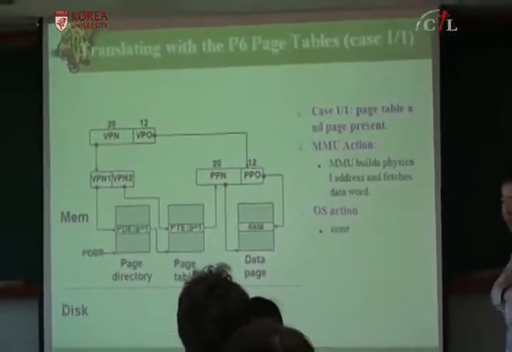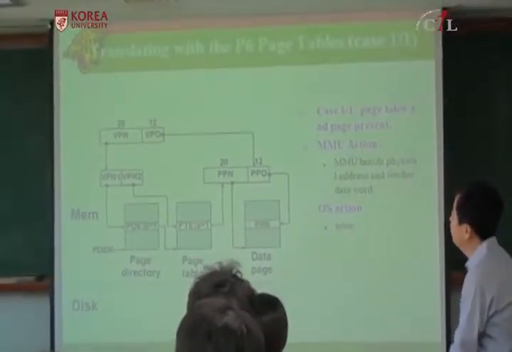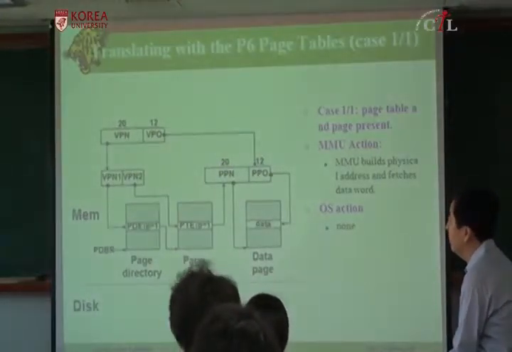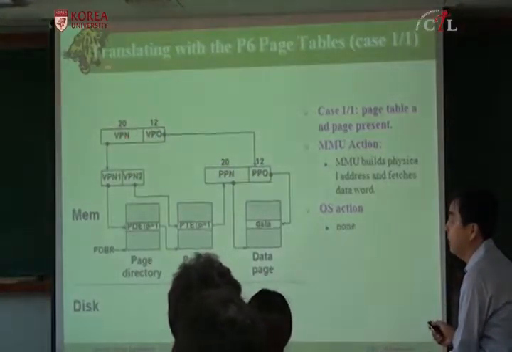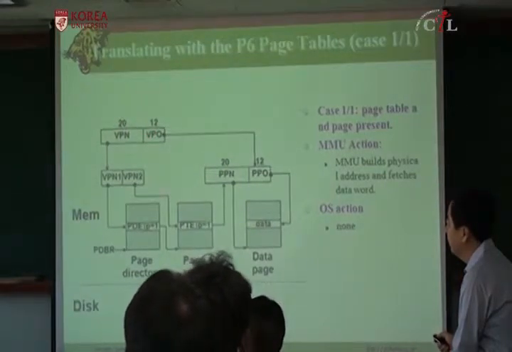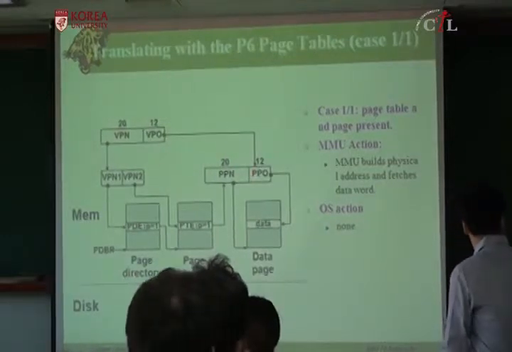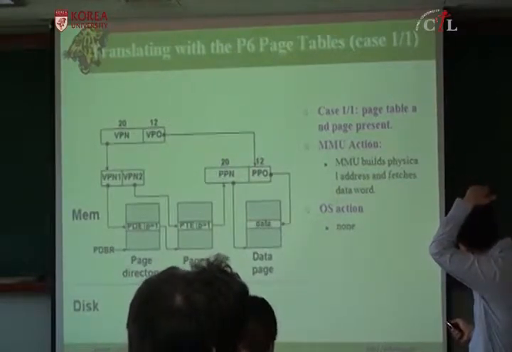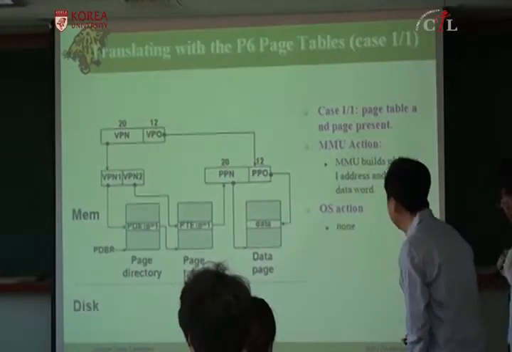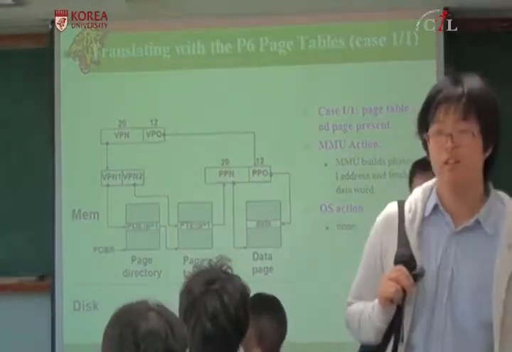Okay, let's look at Pentium Pro translation. So Pentium Pro generates a 32-bit virtual address and, using the page table or TLB, translates it to a physical address. And we can classify this into 4 different cases. Let's look at case by case.